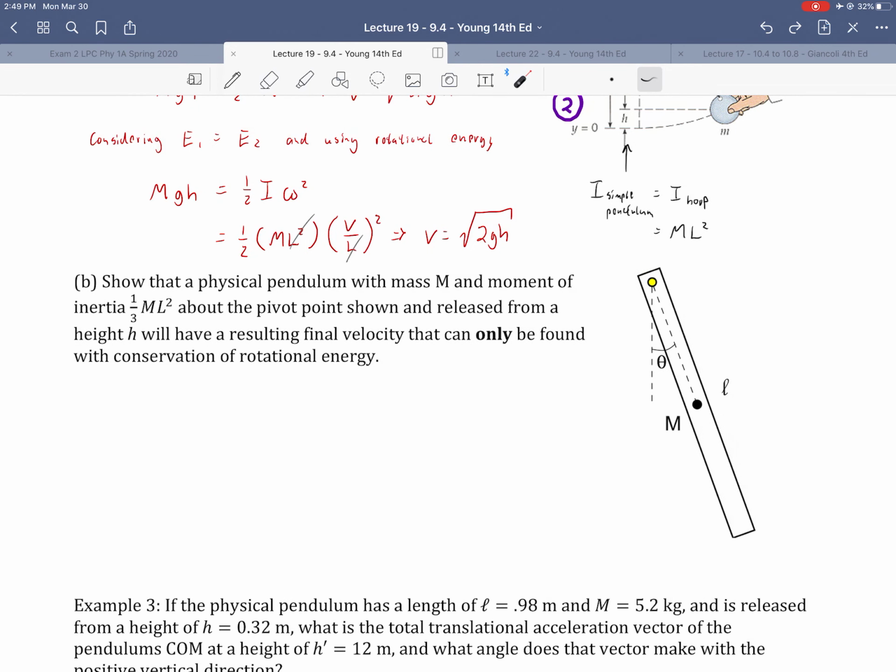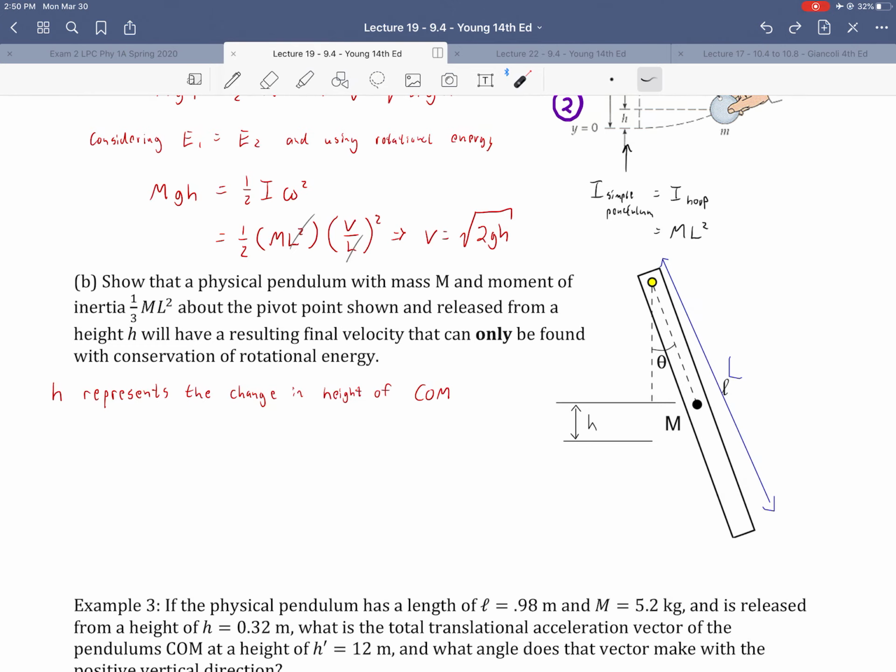Now what if we talk about a pendulum that is an object, that isn't a particle, that has a different moment of inertia? So here, we're going to show that something called a physical pendulum with the same mass, just generally m, and a moment of inertia of 1/3 ml squared. Again, you'll soon see where that comes from. And it's pivoting about a point shown, and the point is considered to be close enough to the end that it's effectively at one end. And it's released from a height h. Then we want to show that the resulting final velocity can only be found with conservation of rotational energy. In other words, if we try to use translational energy naively, we get the wrong answer.